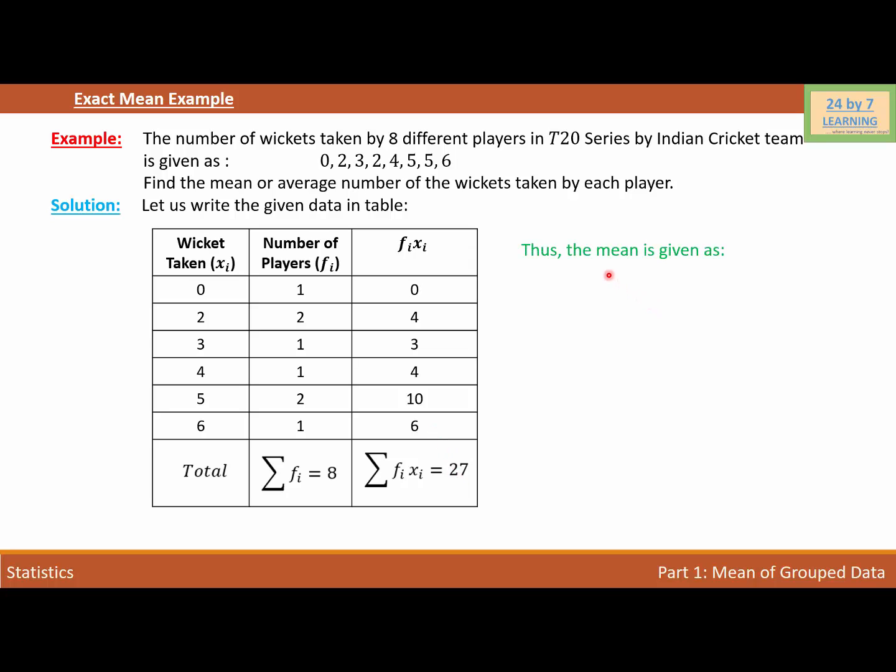Now let's find the mean. The mean is given as x bar is equal to the sum from i equals 1 to n of Xi Fi over the sum from i equals 1 to n of Fi. Now I'm going to substitute the values of sigma Fi Xi and sigma Fi from here and here. If I do that, x bar is equal to 27 over 8, because sigma of Fi Xi is 27 and sigma of Fi is 8. So 27 over 8 is equal to 3.375. And this is how we find the exact mean from the given grouped data.